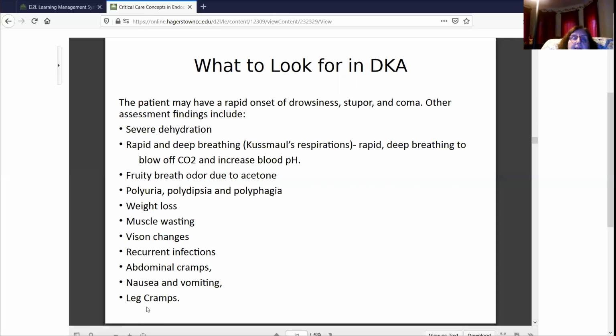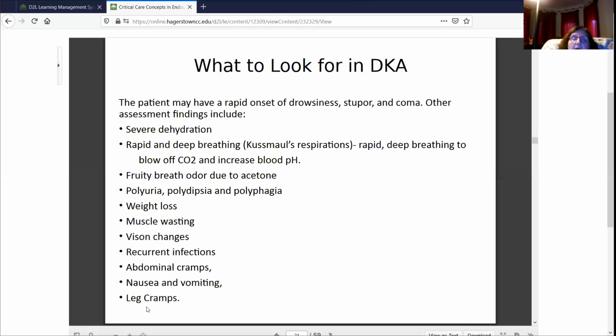What to look for in DKA? So the patient may have a rapid onset of drowsiness, stupor, and coma. Other assessment findings include they'll be severely dehydrated, rapid and deep Kussmaul's respirations. They're trying to blow off the CO2 and increase the blood pH. Fruity breath odor due to acetone.